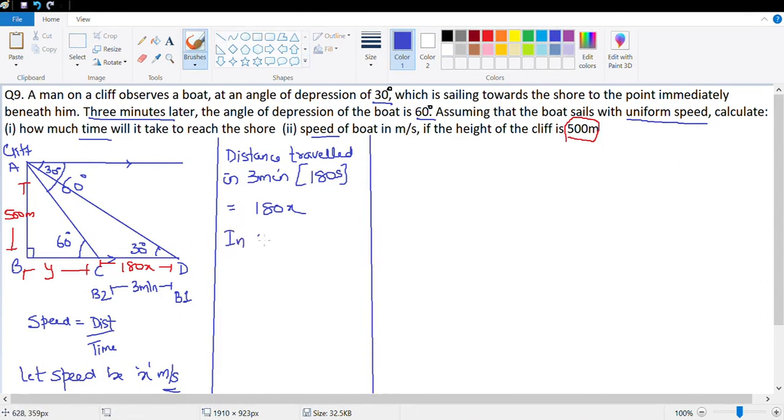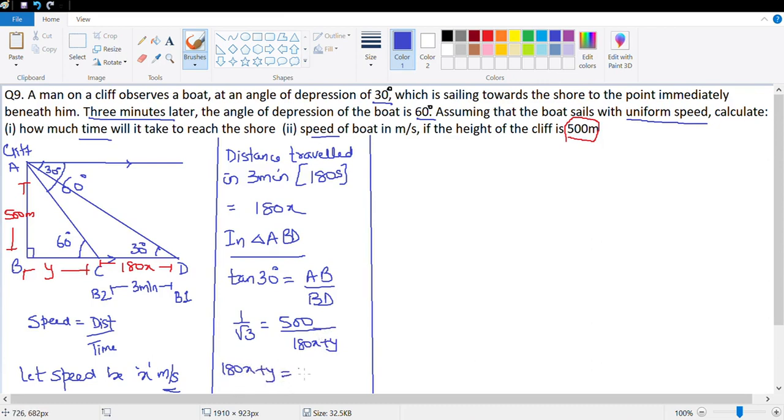So in triangle ABD, tan 30 degrees is equal to AB upon BD. Tan 30 degrees is equal to 1 upon root 3. So 1 upon root 3 is equal to AB, which is 500, upon BD, which is 180x plus y, which means 180x plus y is equal to 500 root 3. Done. This is my equation number 1.